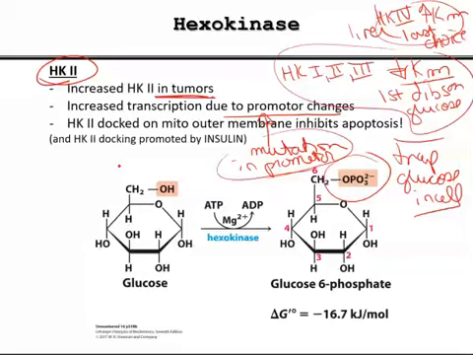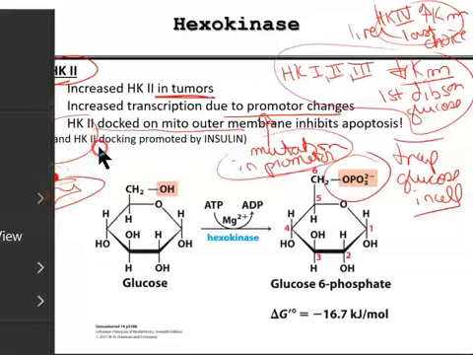Normally, hexokinase 2 is going to dock onto the mitochondrial outer membrane. And so it's going to dock onto, again, the mitochondrial outer membrane, so here, and the active portion of the enzyme is still in the cytoplasm, but when hexokinase 2 is docked on the mitochondrial outer membrane, apoptosis is inhibited. This is a benefit to cancer cells because cancer cells don't want to die.